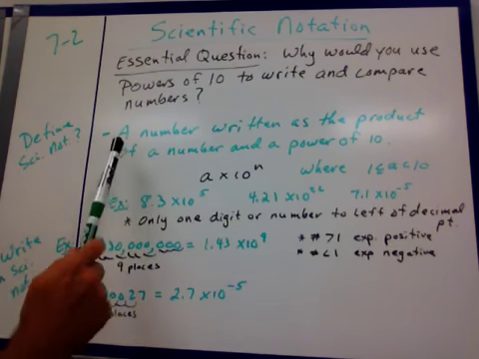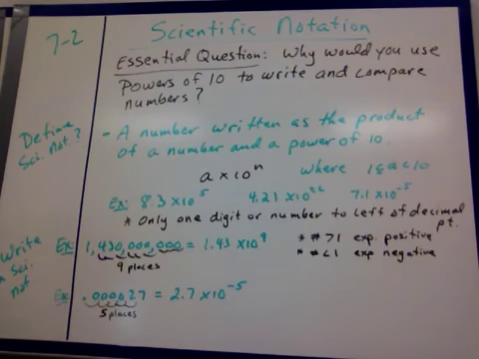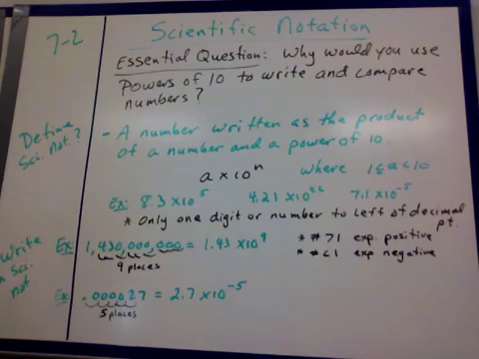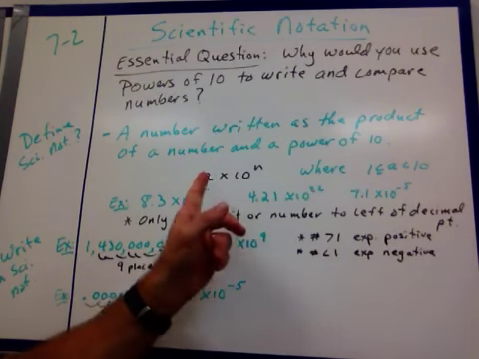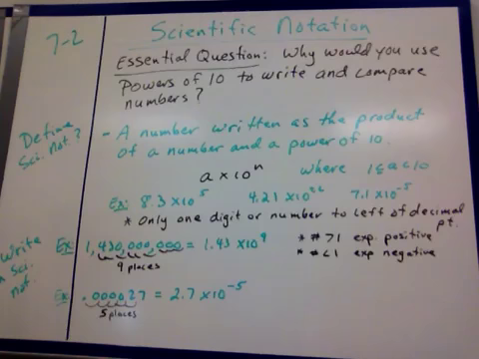So scientific notation is a number written as a product of a number and a power of 10. Remember, product means you're multiplying two things. In this case, we're going to take a number a times 10 to the power n, where a is between 1 and less than 10. Okay? It's a single digit, 1, 2, 3, 4, 5, 6, 7, 8, 9. That's what we want. There's always going to be one digit to the left of the decimal point.